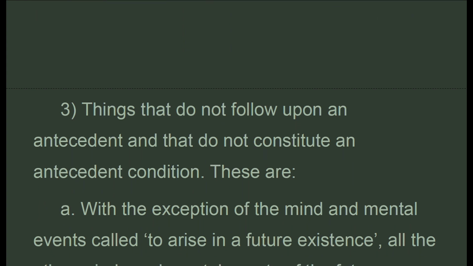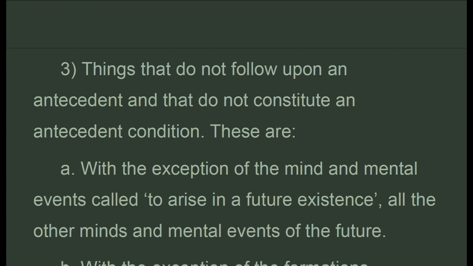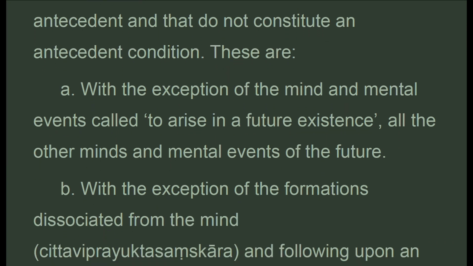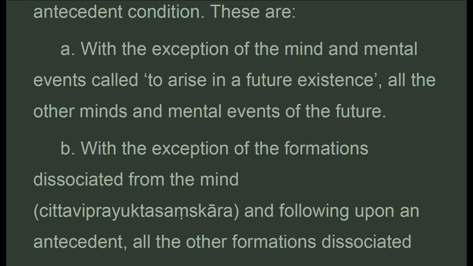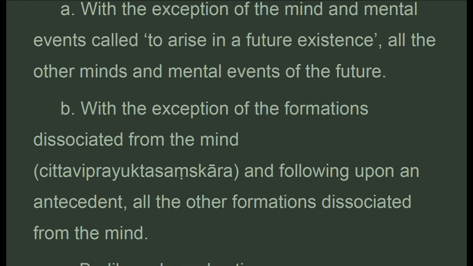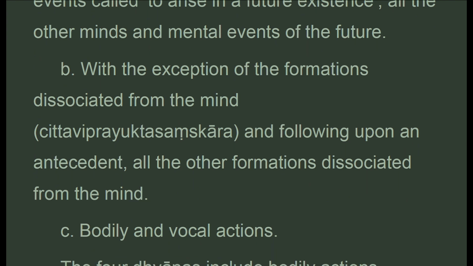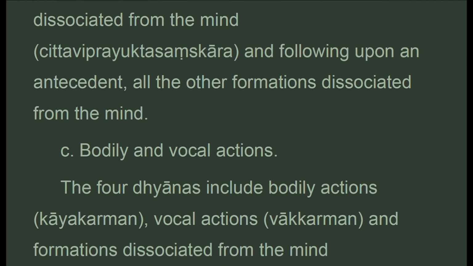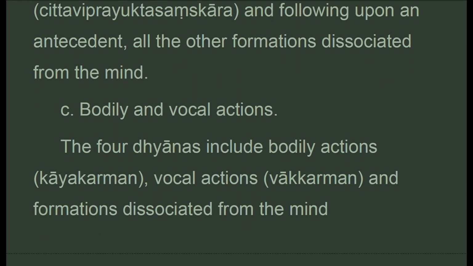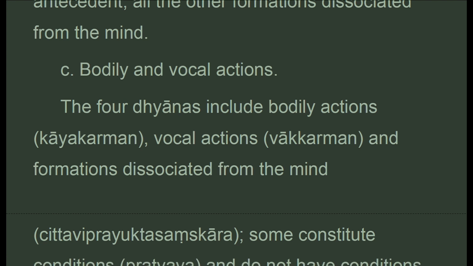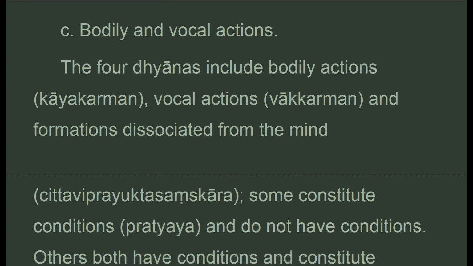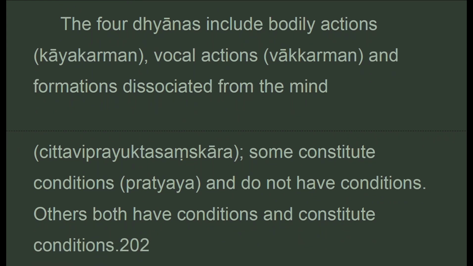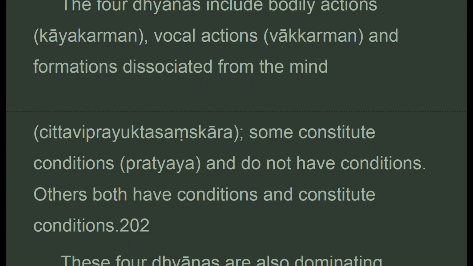3. Things that do not follow upon an antecedent and that do not constitute an antecedent condition. These are a. with the exception of the mind and mental events called to arise in a future existence, all the other minds and mental events of the future, b. with the exception of the formations dissociated from the mind and following upon an antecedent, all the other formations dissociated from the mind, c. bodily and vocal actions.